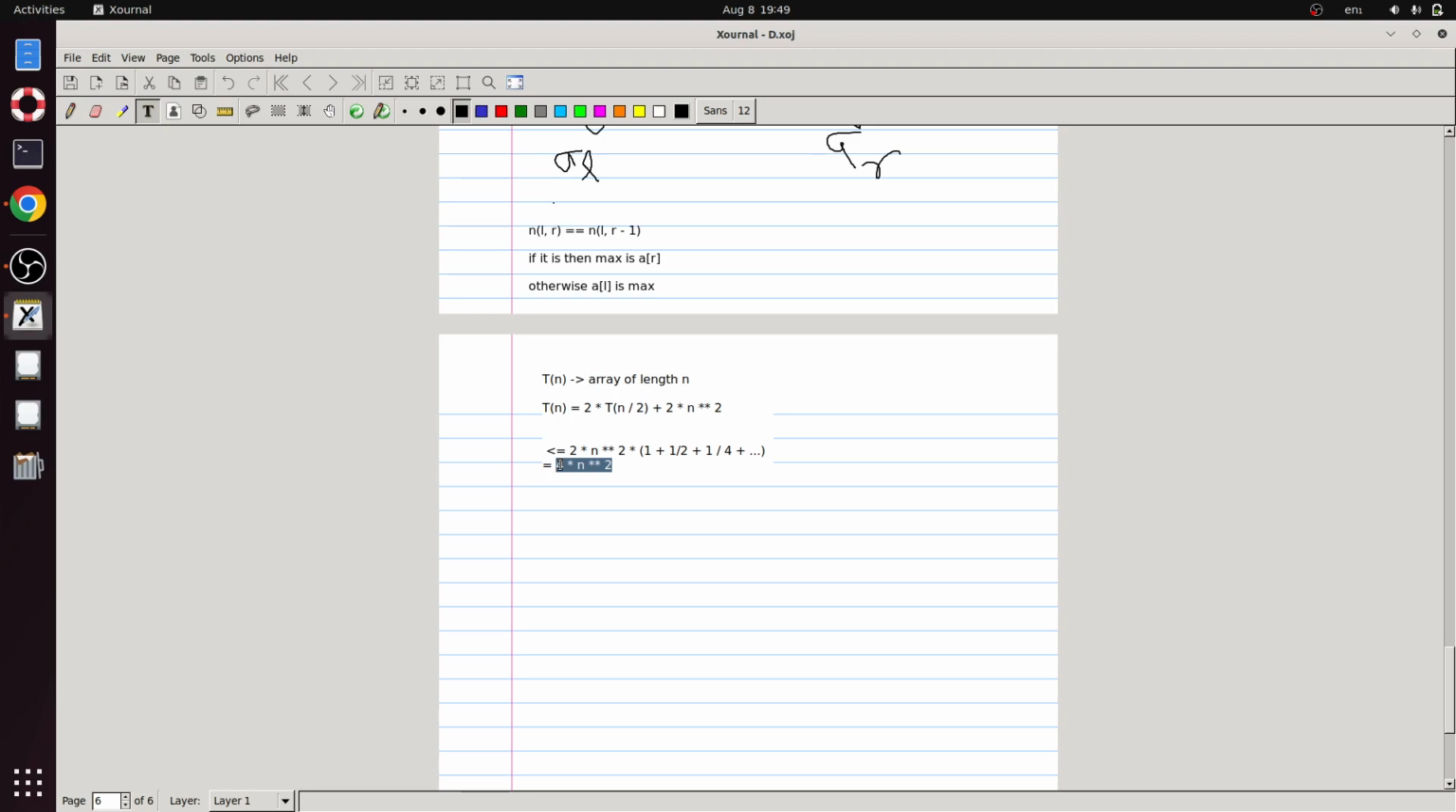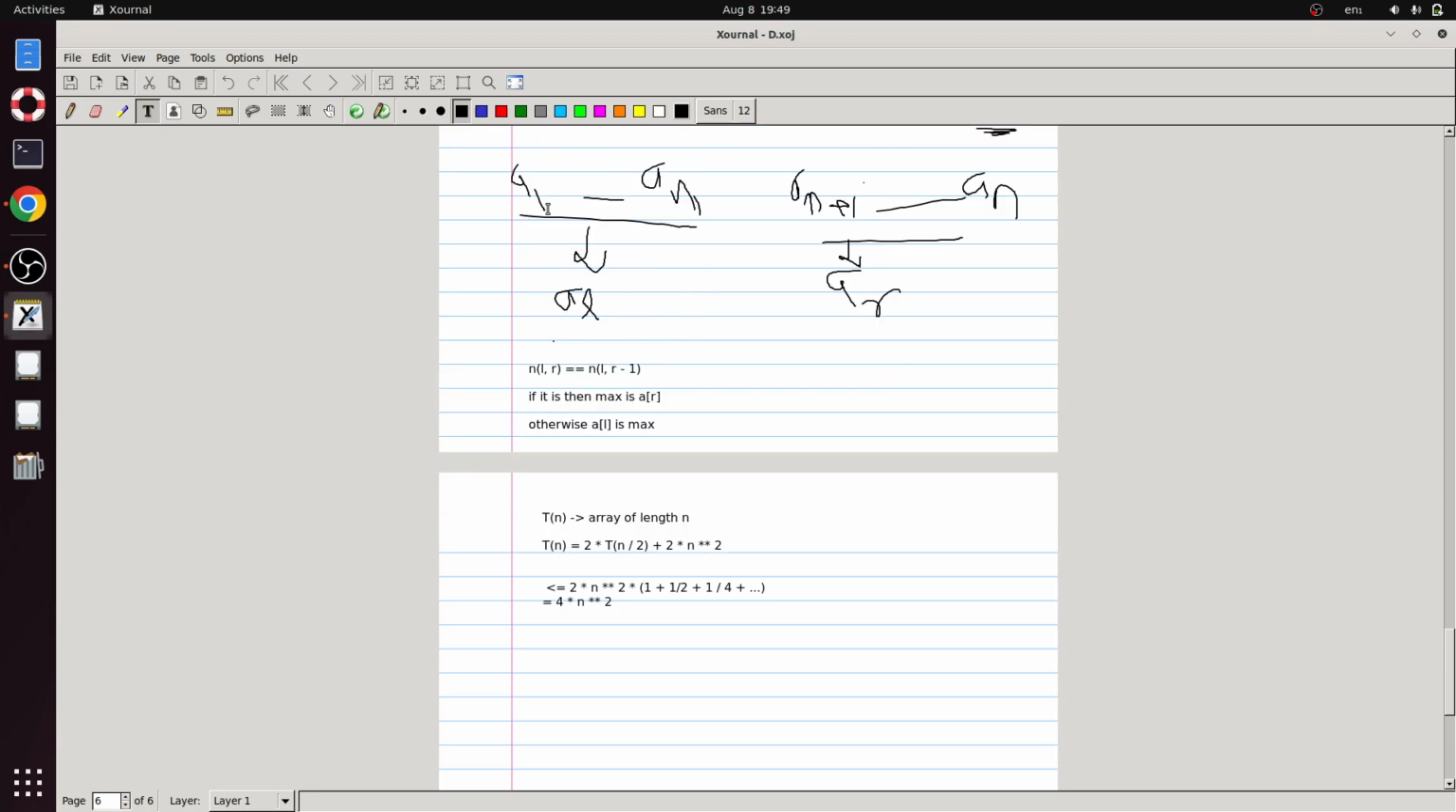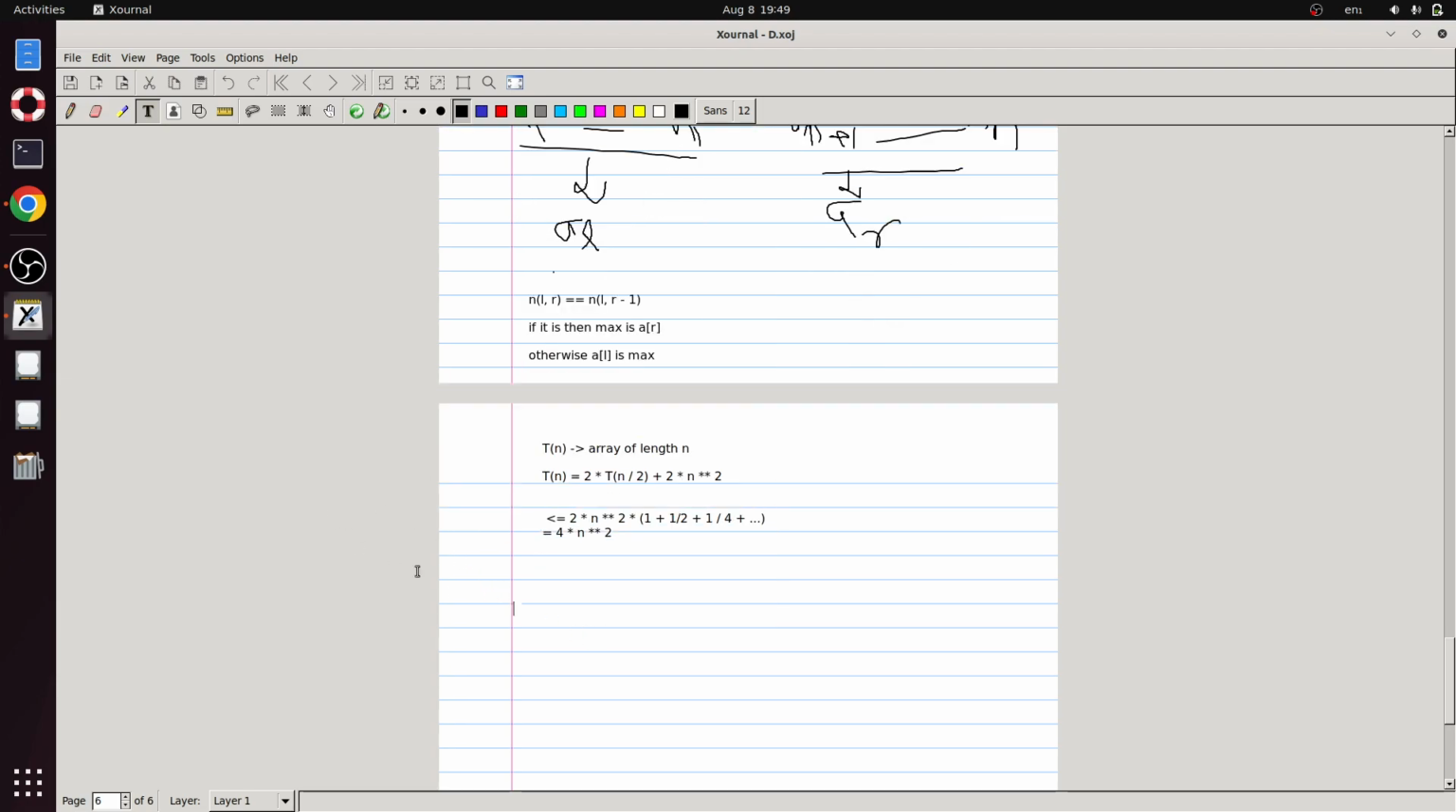Of course, there are some limits or round-offs that we are using, but it would be within our limit of 5n squared. So we'll be using at most 5n squared for an array of length n. That would be the maximum number of coins we'll be using.